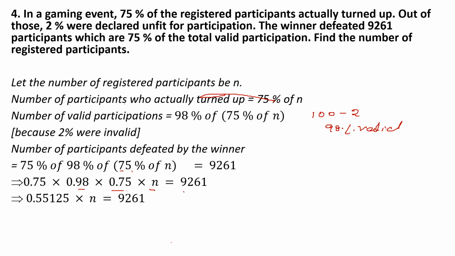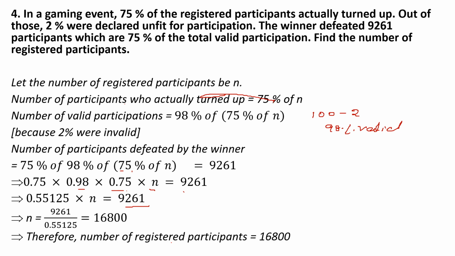So n is equal to 9,261, we have to divide by 0.55125. That is equal to 16,800. So the total number of participants who registered for the gaming is 16,800.